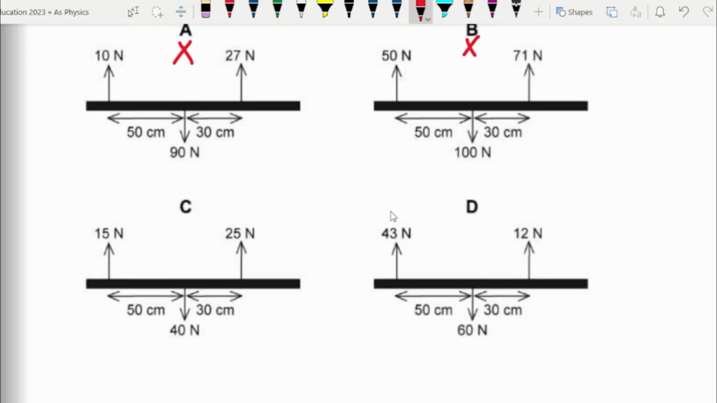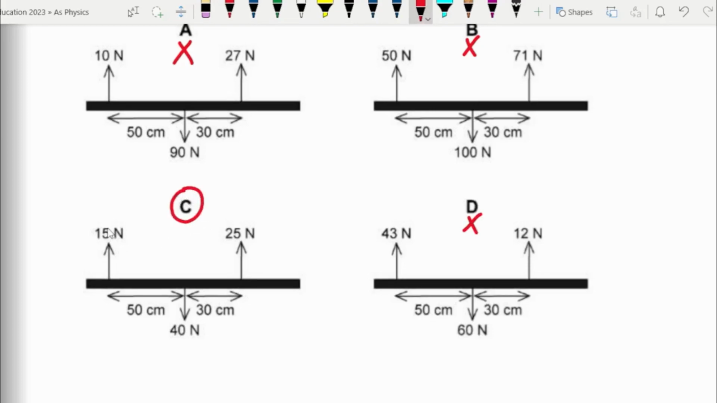Or let's take a look at the option D first. The total upward force is 43 plus 12. What do we get? 55. But the total force downward is not 55. It's 60. So the resultant force cannot be 0. So the only option we are left with is C.